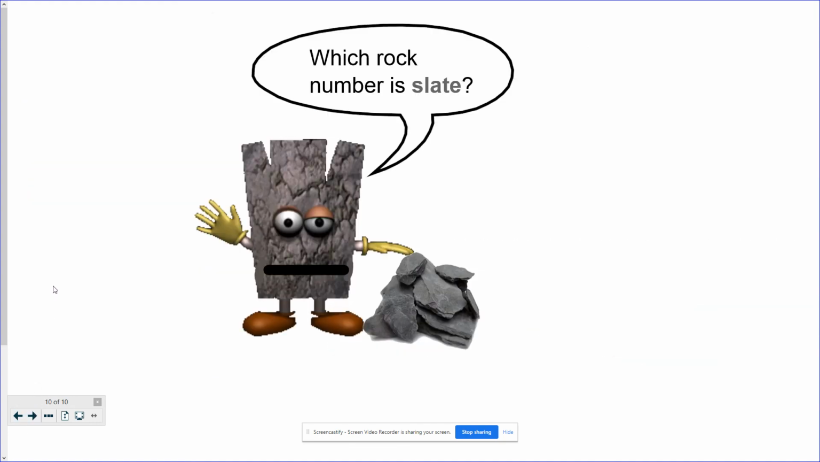All right. So right now I want you to think about which rock number is slate. Then you're going to go back into here and tell me what number on your side, and then take a picture of you with your sample, showing me your sample. Remember, you get to keep these this year. All right. Thanks.